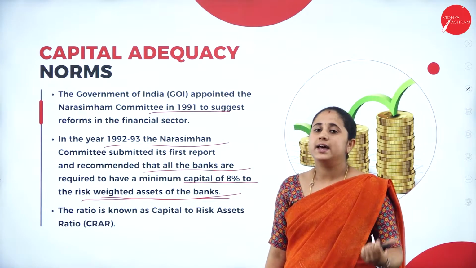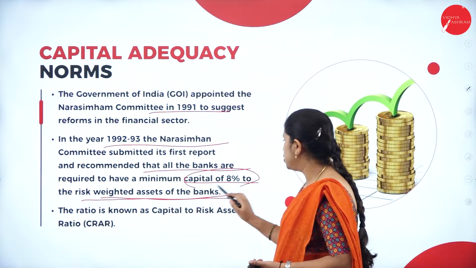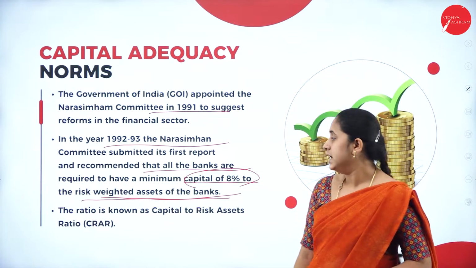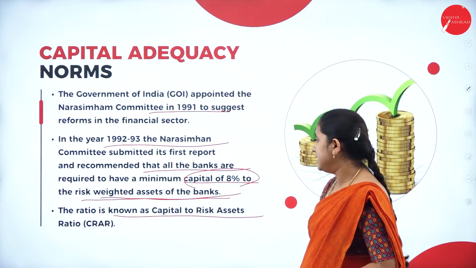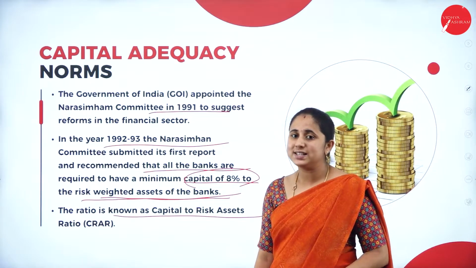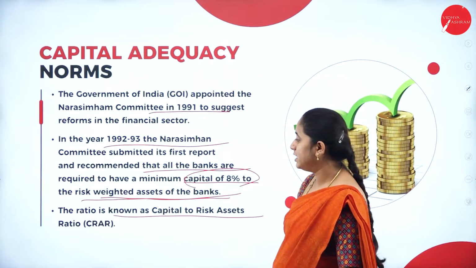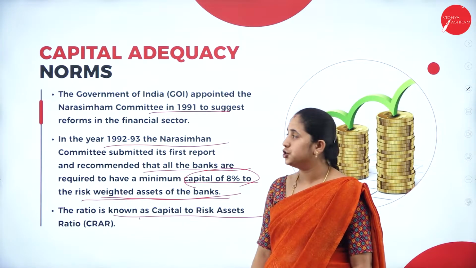Under Narasimhan Committee Report 1, they suggested a capital adequacy ratio of 8%. This ratio is also known as the capital to risk asset ratio.